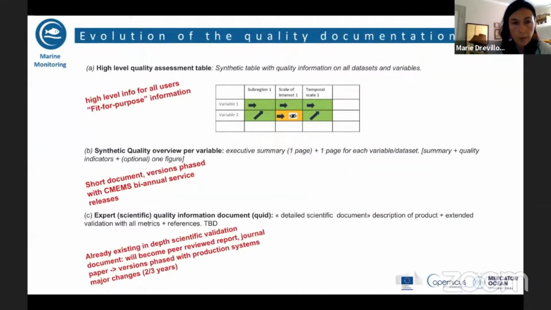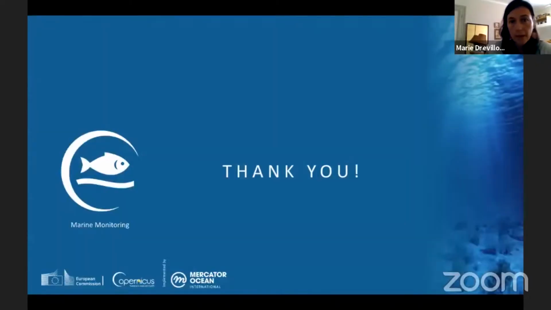This is what we are doing currently on the evolution of our documentation. We are working on a high-level quality assessment table that is very similar to the application performance matrix that was shown by EUMETSAT during the Pre-ESIP workshop. So it's really to give fit-for-purpose information, in addition to the scientific quality overview that we will provide per variable in the future. And we will also continue to work on reference documents that are available online for the users. So thank you. I think the next slide is to say thank you. And that was all I was going to say today.